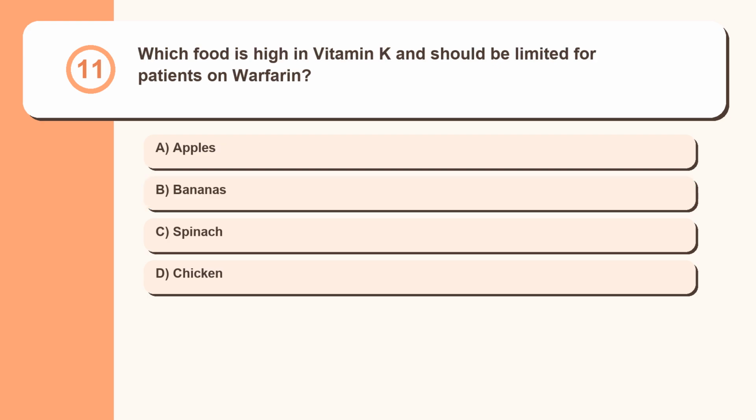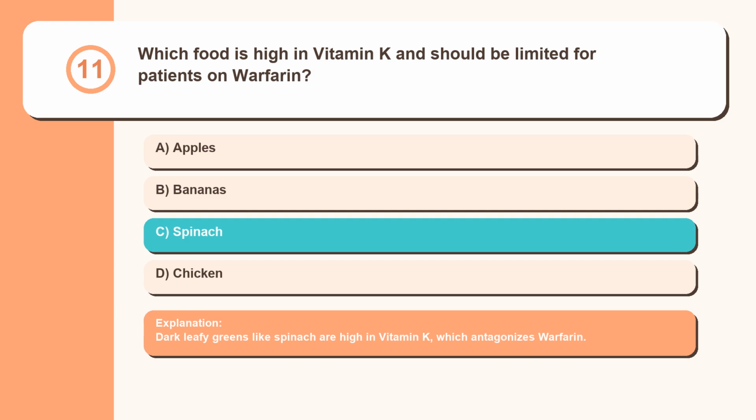Question 11. Which food is high in vitamin K and should be limited for patients on warfarin? Apples, bananas, spinach, chicken. Dark leafy greens like spinach are high in vitamin K, which antagonizes warfarin.